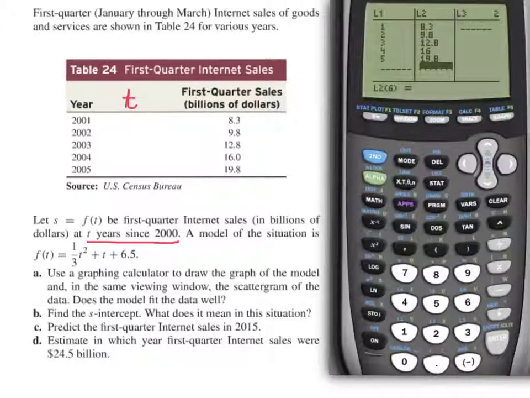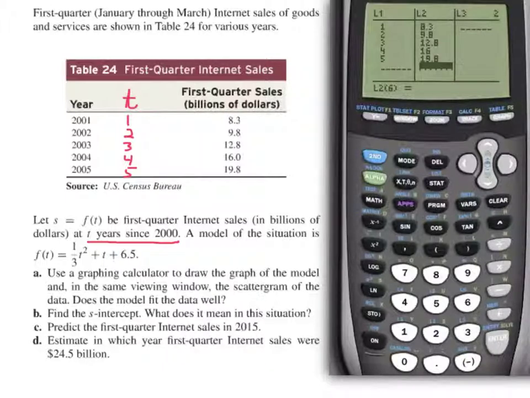So 2001 would really be t equal 1 because that's 1 year since 2000. And then we'd have a 2 and a 3 and a 4 and a 5. And we'd like to enter those values into L1 in our calculator. As you can see, I have them over here. So take your graphing calculator and try that. Under L1, so you'd press Stat and then Edit. And then in L1, type in those numbers 1, 2, 3, 4, and 5 for your x's. And then put these values in here for your y's. So the 8.3 and the 9.8 and the 12.8 and the 16.0 and the 19.8.